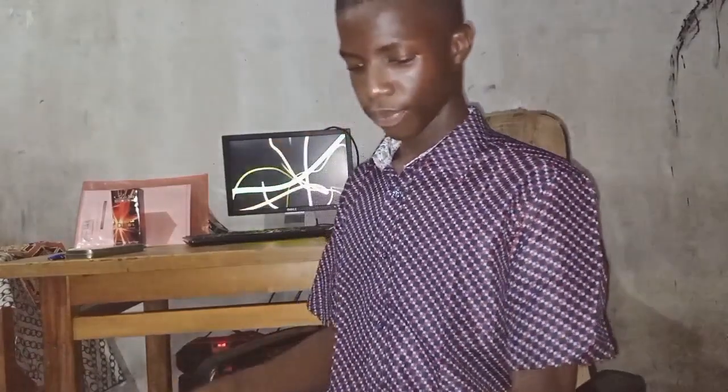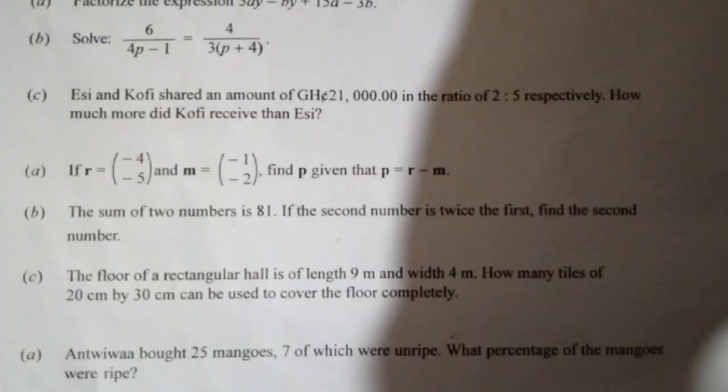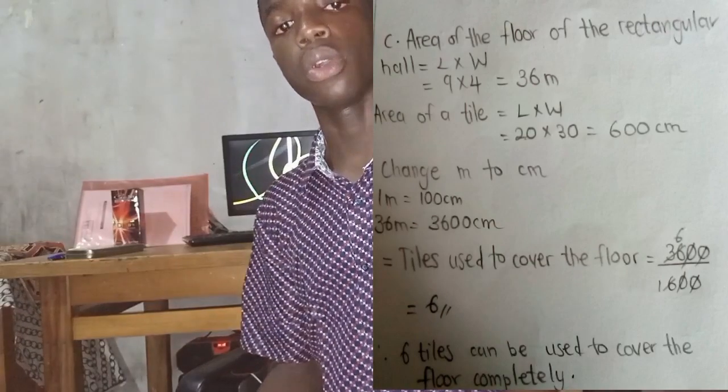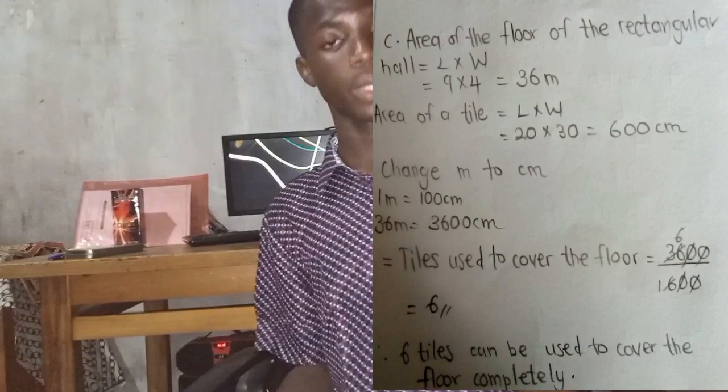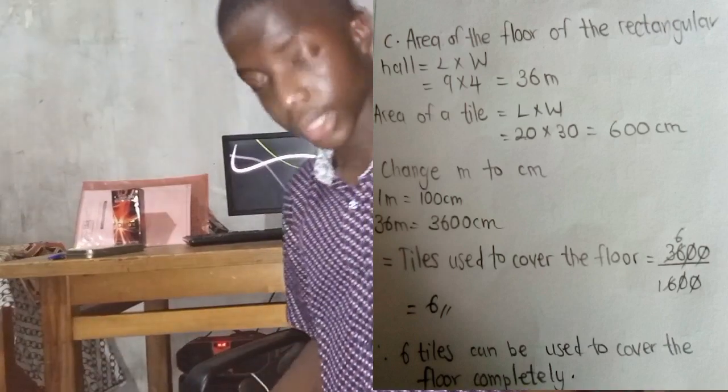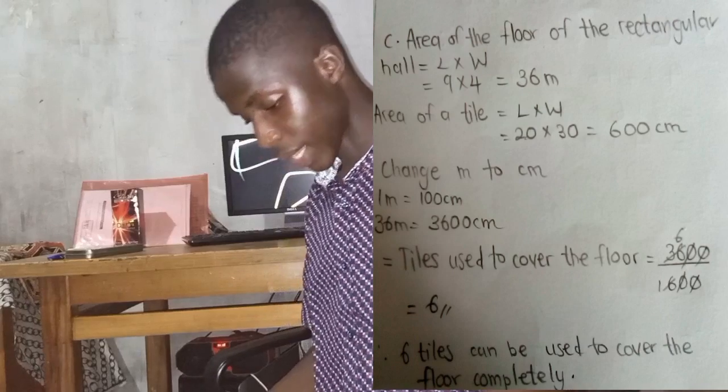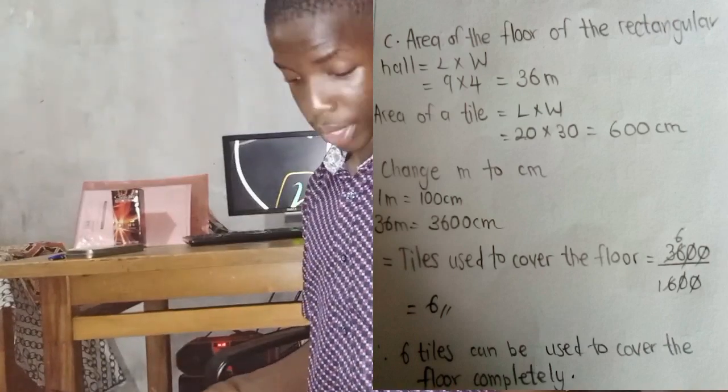Okay, the next one. The floor of a rectangular hall has a length of 9 meters and width 4 meters. How many tiles of 20 centimeters by 30 centimeters can be used to cover the floor completely? Now first we look for the area of our rectangular floor of the hall. So we have the area, which is length times width. So our 9 meters times our 4 meters will give us 36 meters square.